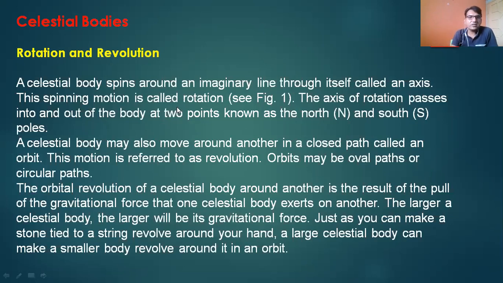The spinning motion is called rotation. The axis of rotation passes into and out of the body at two points known as the north and the south. So they are rotating like this. All these astronomical bodies are round in shape. They are held together in space due to gravity, and they are also spinning. So these are some characteristics of these celestial bodies.